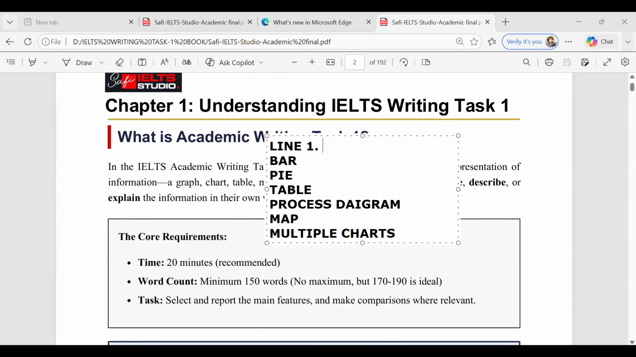That is number one. Point number 2 is that most of the time students think they may have only line graph in the exam. No, you can expect any of the 7 graphs. It can be line graph, bar chart, pie chart, table, process diagram, map, or multiple charts. So you can never say clearly that you will have line graph only or bar chart or pie chart. It depends on your luck and on the exam. So make sure that you prepare well all different types of graphs, and inshallah we will try to improve them.